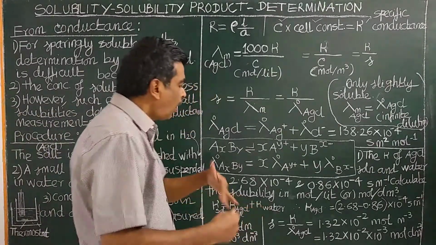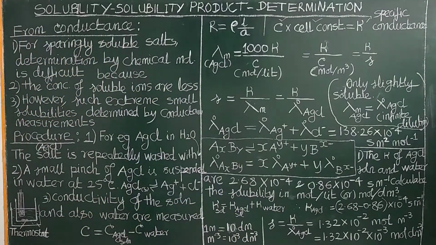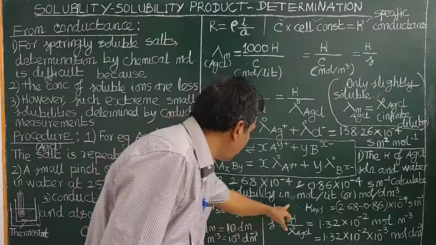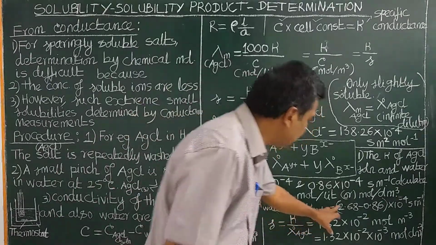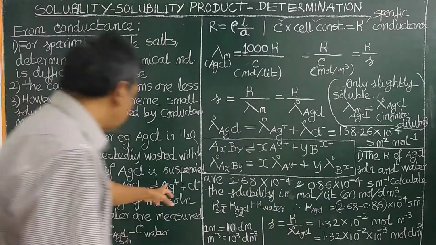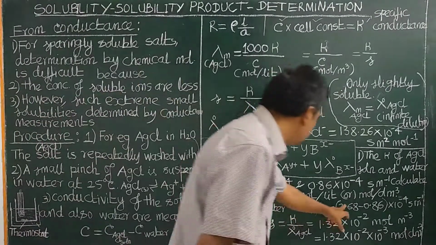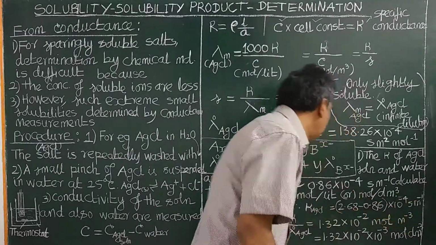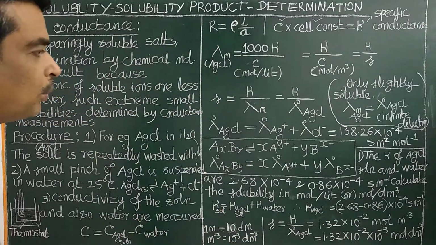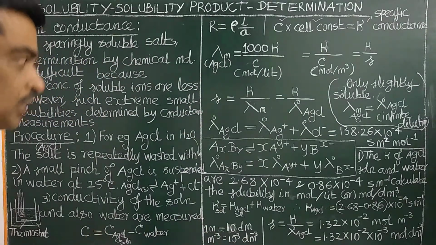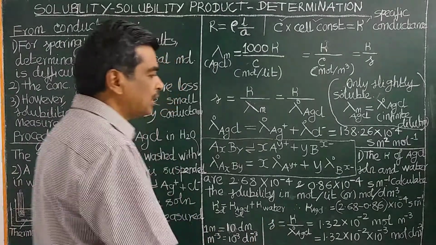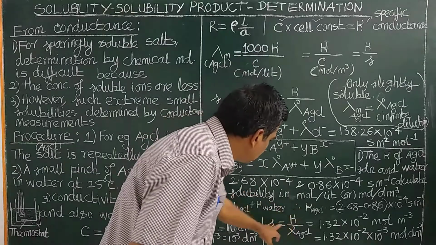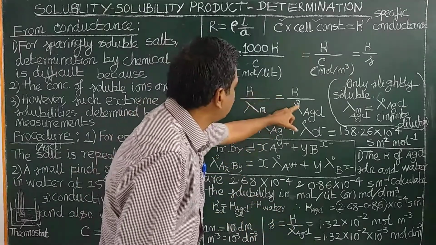Therefore, the ions present in water also contribute to the conductance. Therefore, kappa of solution equals kappa AgCl plus kappa water. So kappa AgCl, only due to silver and chloride ions, is equal to 2.68 minus 0.86 into 10 power minus 4. Water is a poor conductor because it is only partially dissociated to give H plus and OH minus ions. Now on substituting in the formula S equal to kappa by lambda naught AgCl.